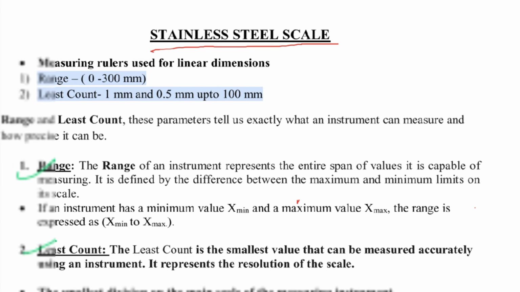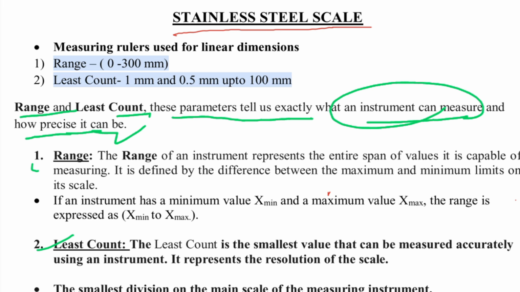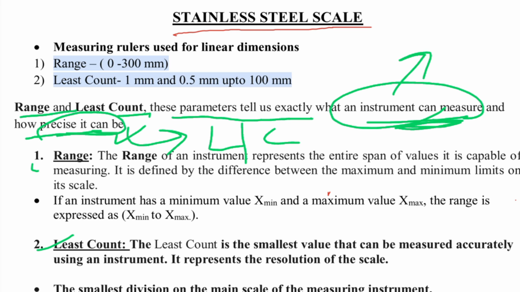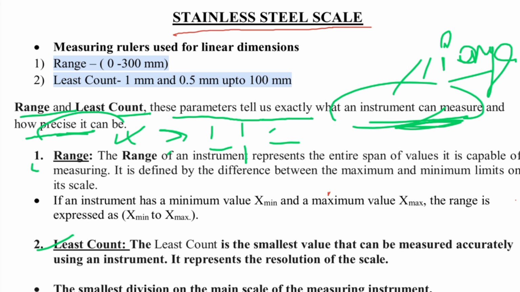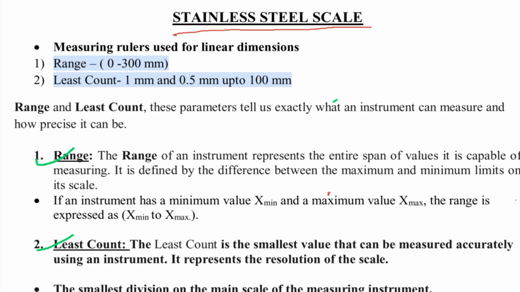Okay, and range and least count, these parameters tell us exactly what an instrument can measure and how precise it is, right? It measures how much the instrument can measure, and how precise it is is told by the least count. And what an instrument can measure and how much, it is defined by the range, right? So first is range.